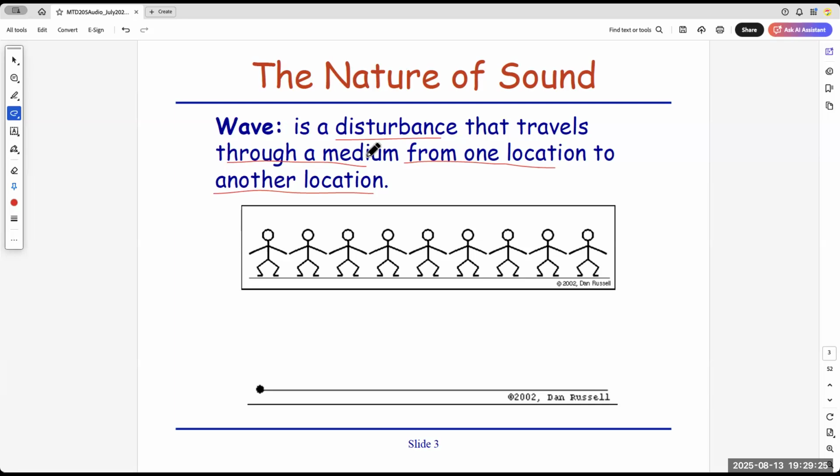For example, water is also a wave. As you can see here, this may be a human. If you want to create a wave, it can be done this way: one goes up, one goes down, one goes up, one goes down. Of course, later I'll show you some YouTube videos to illustrate what a wave is. If someone goes up and down, you create a wave, up and down, up and down. This is what we call a wave, that travels from one location all the way to another location.